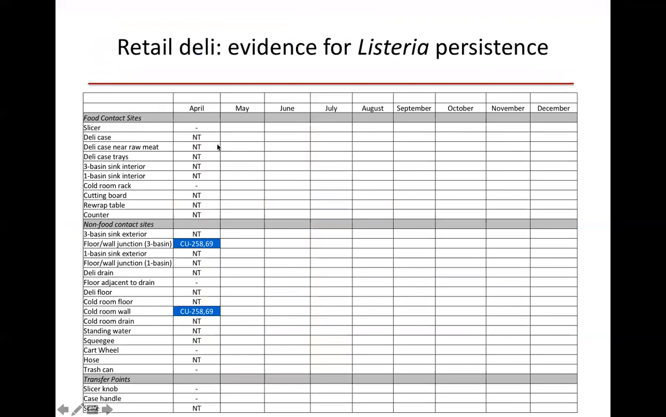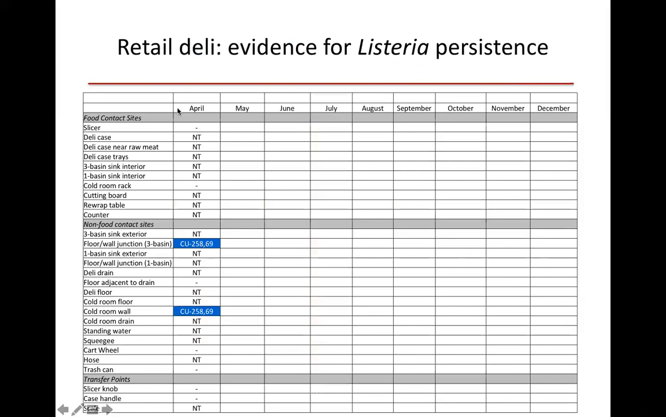So you can see here, NT means not tested. The little dash means that it was tested, but it was negative. And anything with a color in it means it was Listeria. And if two colors match, it means it's the same type of Listeria. With whole genome sequencing, we can get really good at figuring out if two Listeria are the same.